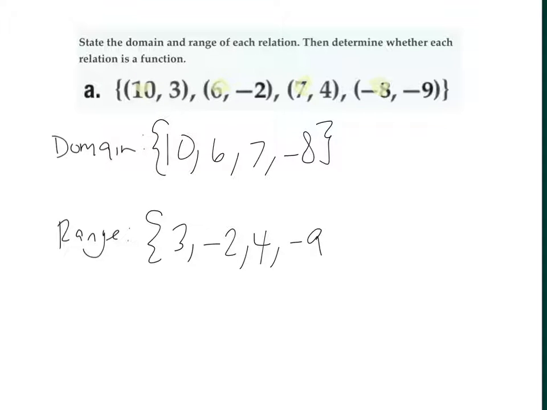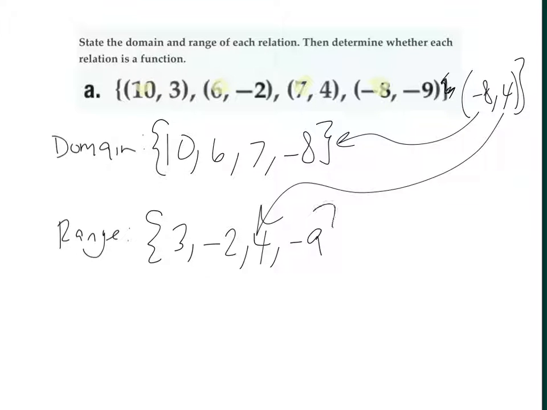One thing to notice is if we were to have another coordinate in here, let's say -8, 4, I wouldn't have to adjust my domain and range at all because the -8 is already taken care of here and the 4 is already taken care of here. And so I don't have to add another 4 or another -8 into my domain and range set. Can I? Sure, if I really wanted to, I could stick another 4 here, but it's redundant and you don't need it.